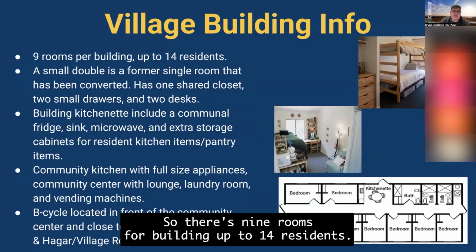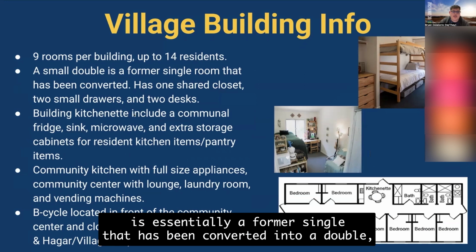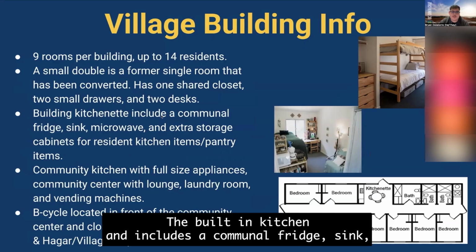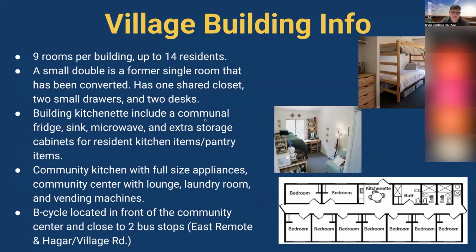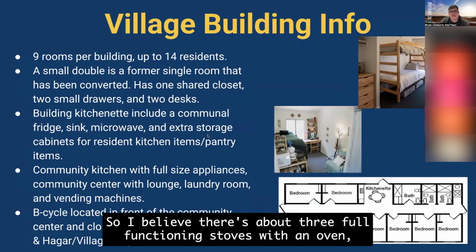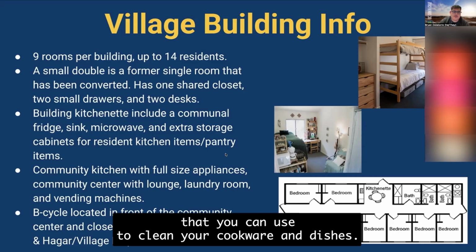So there's 9 rooms per building, up to 14 residents. A small double is essentially a former single that has been converted into a double. So it has 1 shared closet, 2 small drawers, and 2 desks. The building kitchenette includes a communal fridge, sink, microwave, and extra storage. And the community kitchen has full-size appliances. So I believe there's about 3 fully functioning stoves with an oven, a communal fridge, and 3 kind of farmer sinks there that you can use to clean your cookware and dishes.